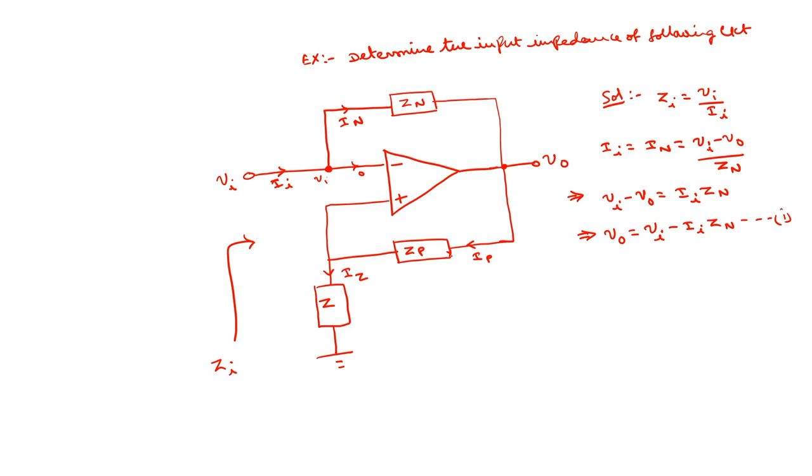Now if I take the Ip expression, Ip is this voltage minus this voltage divided by Zp. Because the op amp is ideal, by the virtual ground concept, the inverting terminal voltage is equal to the non-inverting terminal voltage. If this voltage is Vi, this is also at Vi. So Ip is equal to V naught minus Vi divided by Zp. And what is Iz? This is Vi, this is 0. Iz is equal to Vi minus 0 divided by Z.